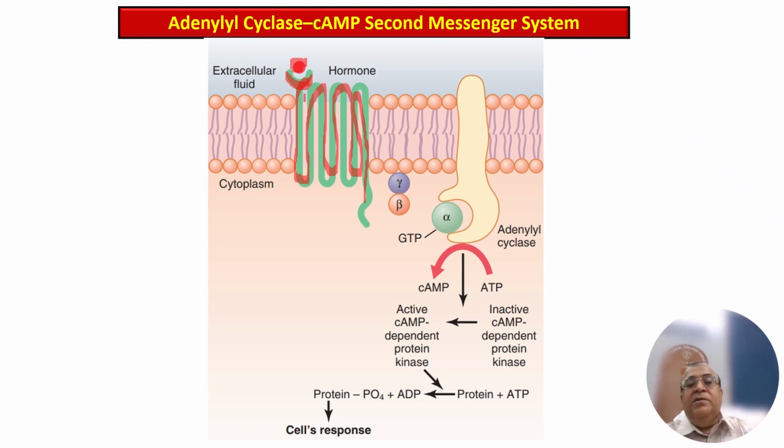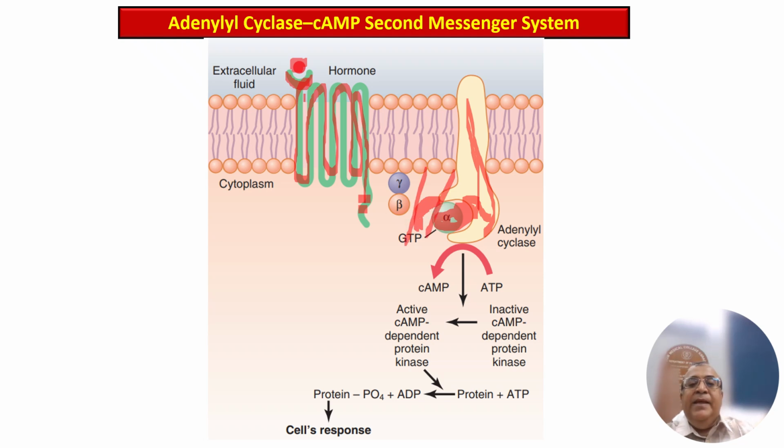and the alpha, beta and gamma trimeric protein that were attached to the interior side of this receptor are detached. Then this alpha subunit, when it is detached, binds with the adenylyl cyclase. This alpha subunit exchanges GDP for GTP and becomes active and detached from beta and gamma.